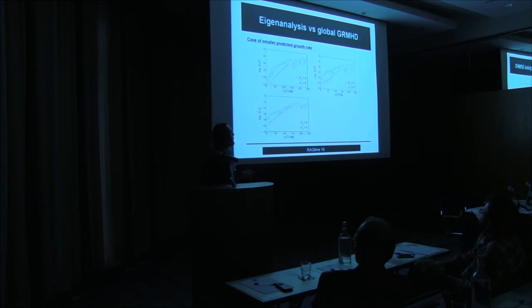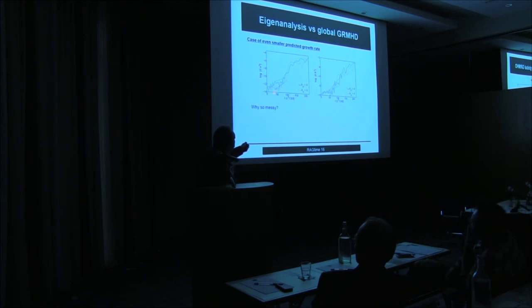Okay, let's take a look at a different Komissarov solution. It's still quite nice. It's not so nice, but it's quite nice. This is a solution with a smaller growth rate predicted. As you see, these lines are less tilted. And this is yet another solution for which a very, very low growth rate is predicted. And now it's very messy. It's difficult to tell. It doesn't look right. So why is it so messy?